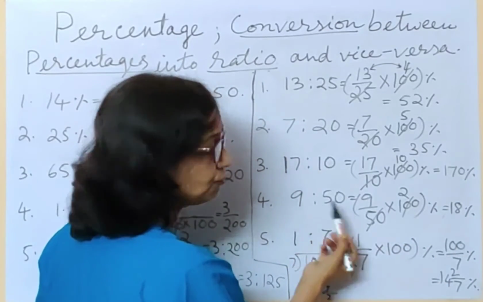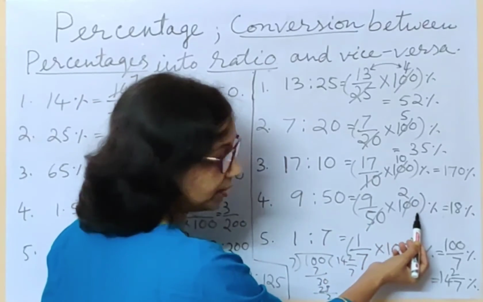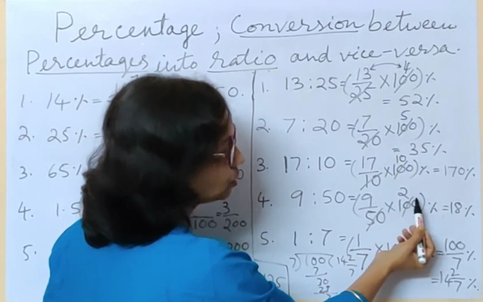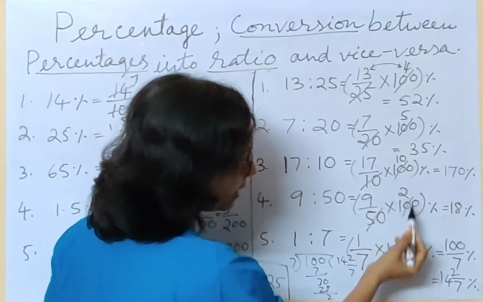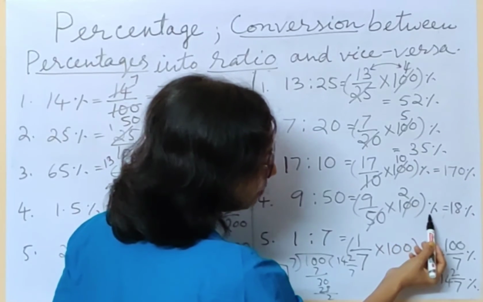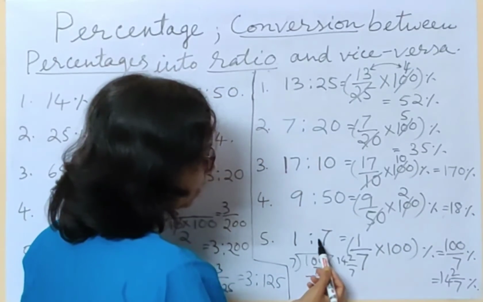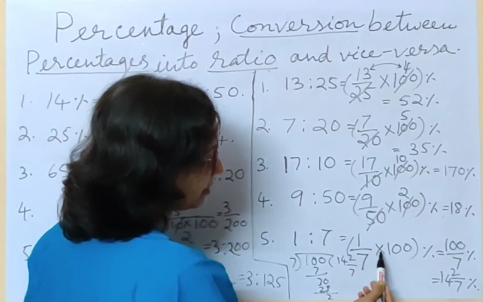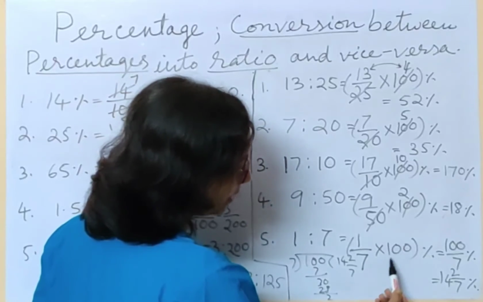Now 9 is to 50. So 9 by 50 multiplied by 100 and then 50 goes 2 times. So 9 2s are 18, so 18%. See, we got the calculation done here and then we place the percent symbol just after the number. Now 1 is to 7. So 1 by 7 into 100 and then percent. So it becomes 100 by 7.